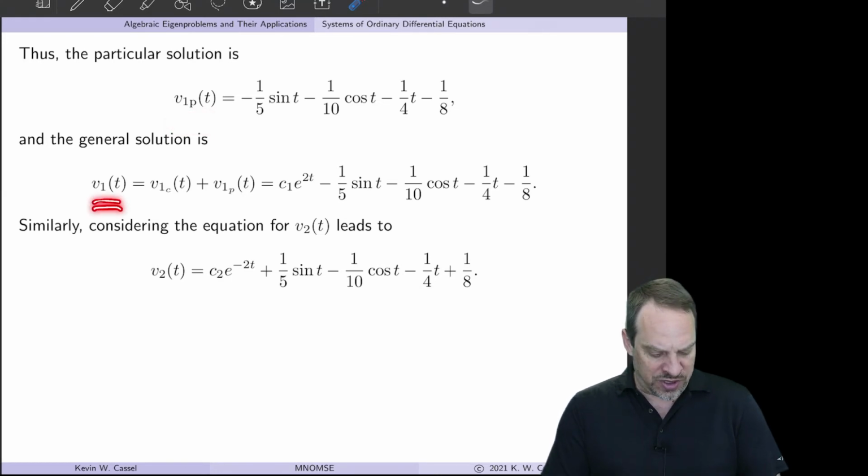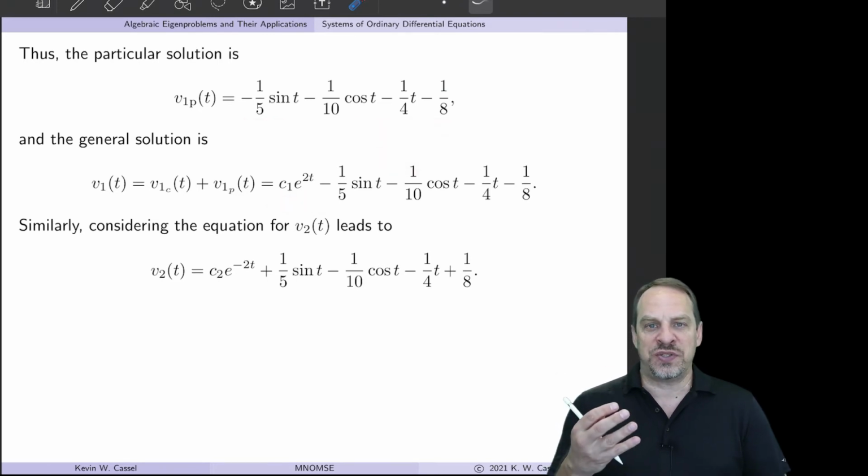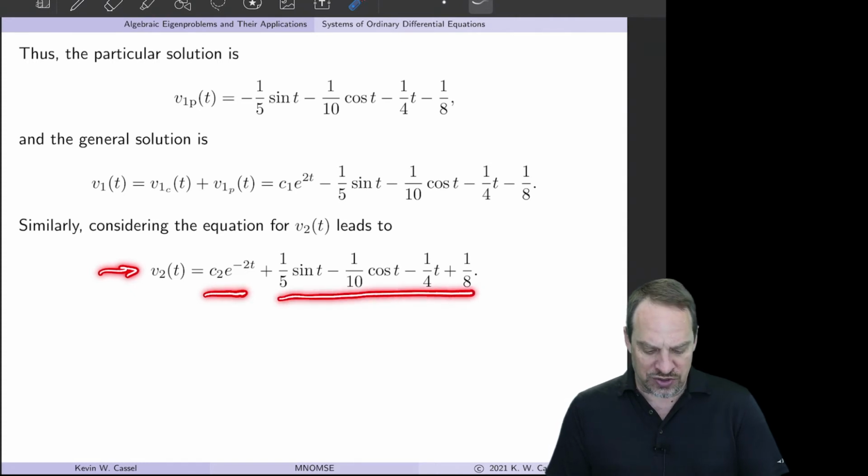So then V1 is the complementary or homogeneous solution, the exponential, plus the particular solution that we have here, and then that gives us the general solution. So complementary, and then particular. If you do the same exact process for V2, and I would encourage you to do this to practice and to check your results, you'll get this. So here's the complementary solution, and then here's the corresponding particular solution using the method of undetermined coefficients.